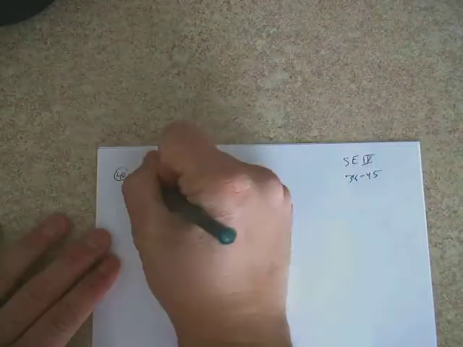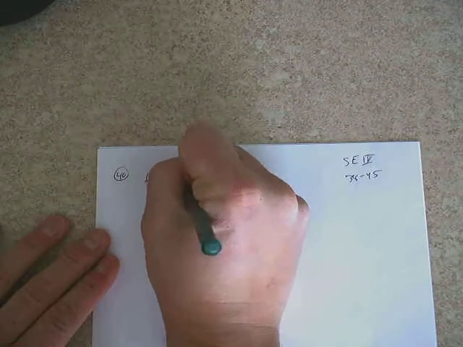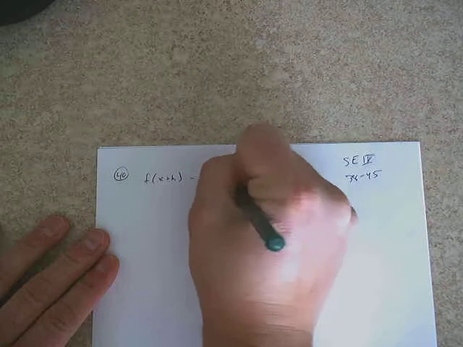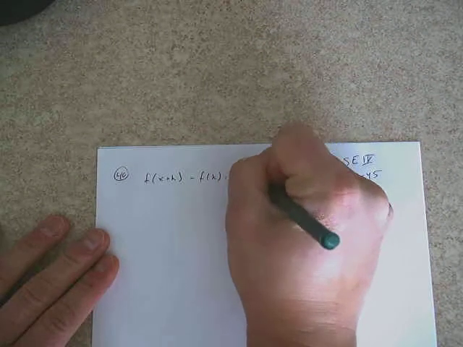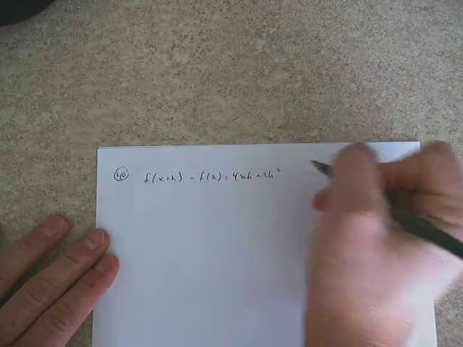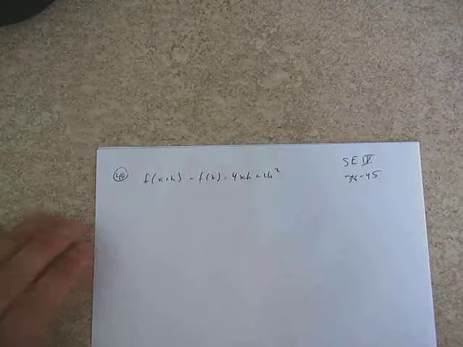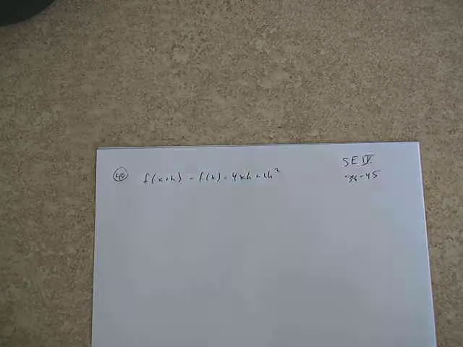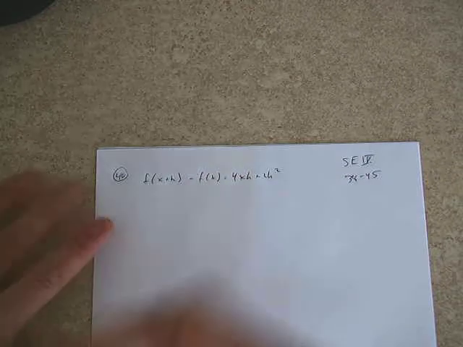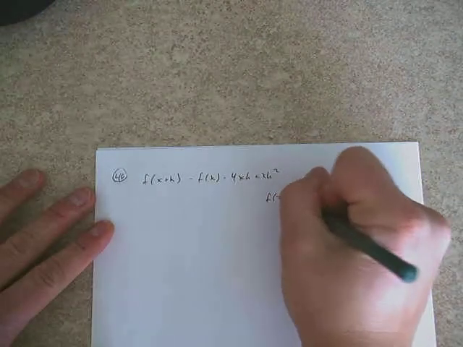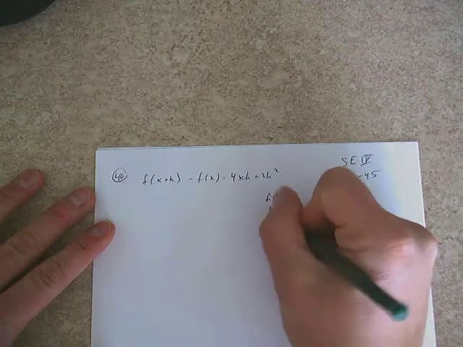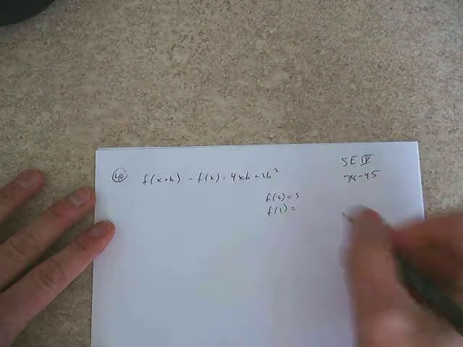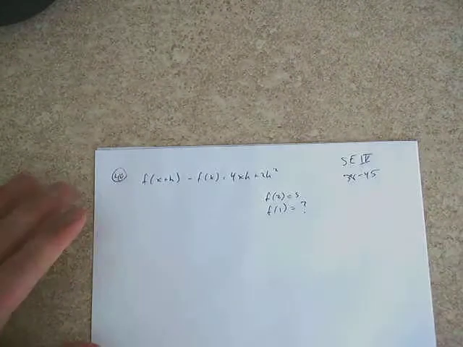Problem 40. We've got a differentiable function f of x where f of x plus h minus f of x equals 4xh plus 2h squared. And so that is true for all x. And ultimately, the question here is, let f of 2 be 5, and we want to know what is the value of f of 1.